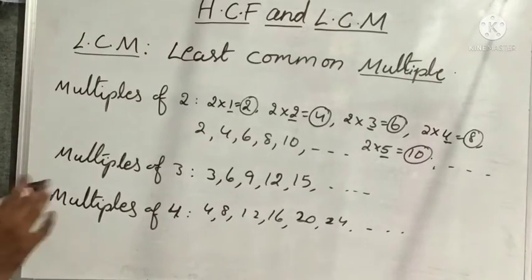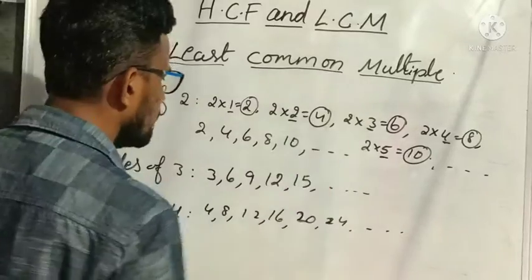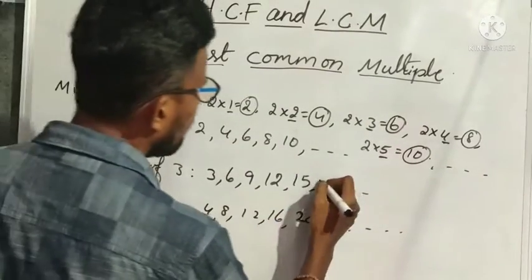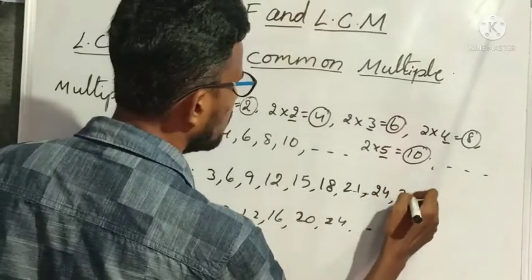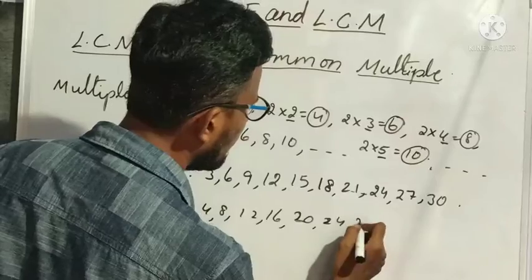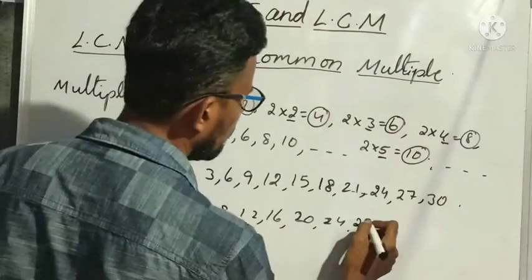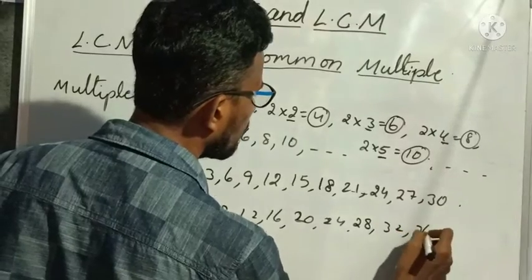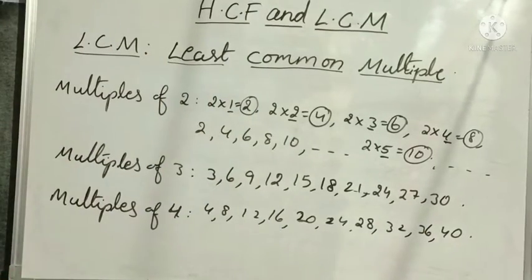I want the least common multiple. For suppose, after 15 what do I get here? 18, 21, 24, 27, 30. And if I continue the multiples of 4 after 24: 4 times 7 is 28, 4 times 8 is 32, 4 times 9 is 36 and 4 times 10 is 40.